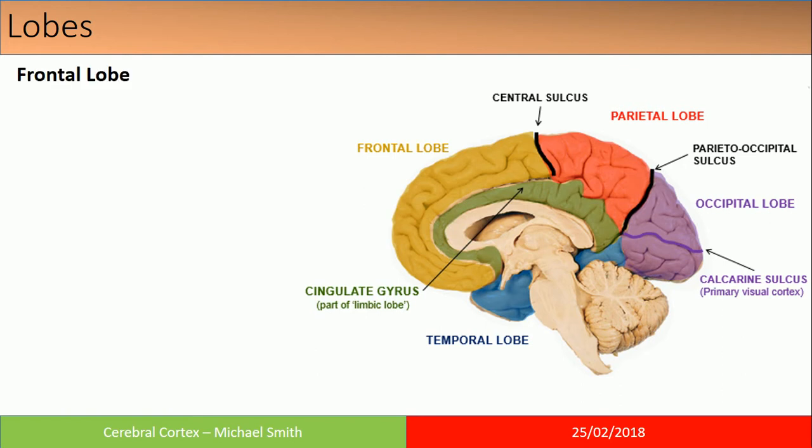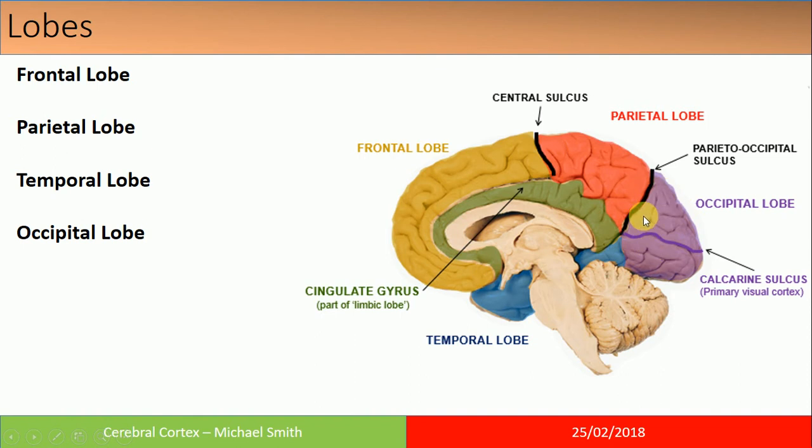So we have our frontal lobe, which sits at the front. We then have just behind it the parietal lobe. Then we have our temporal lobe, which you can only just see the inside of here, and our occipital lobe at the back. And those are the four main lobes of the brain.